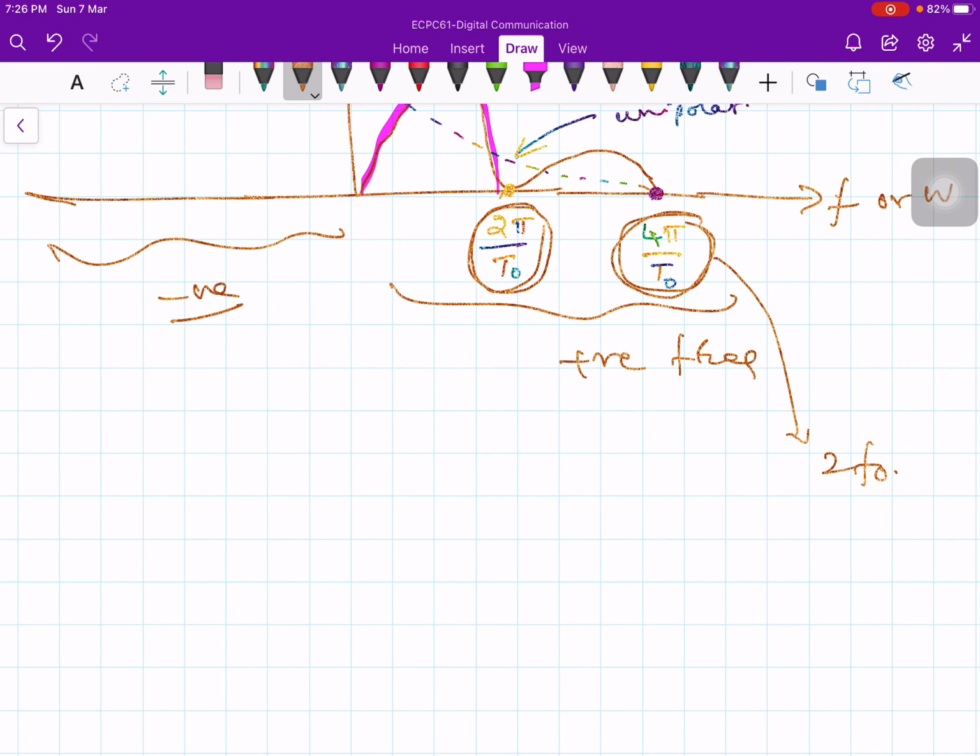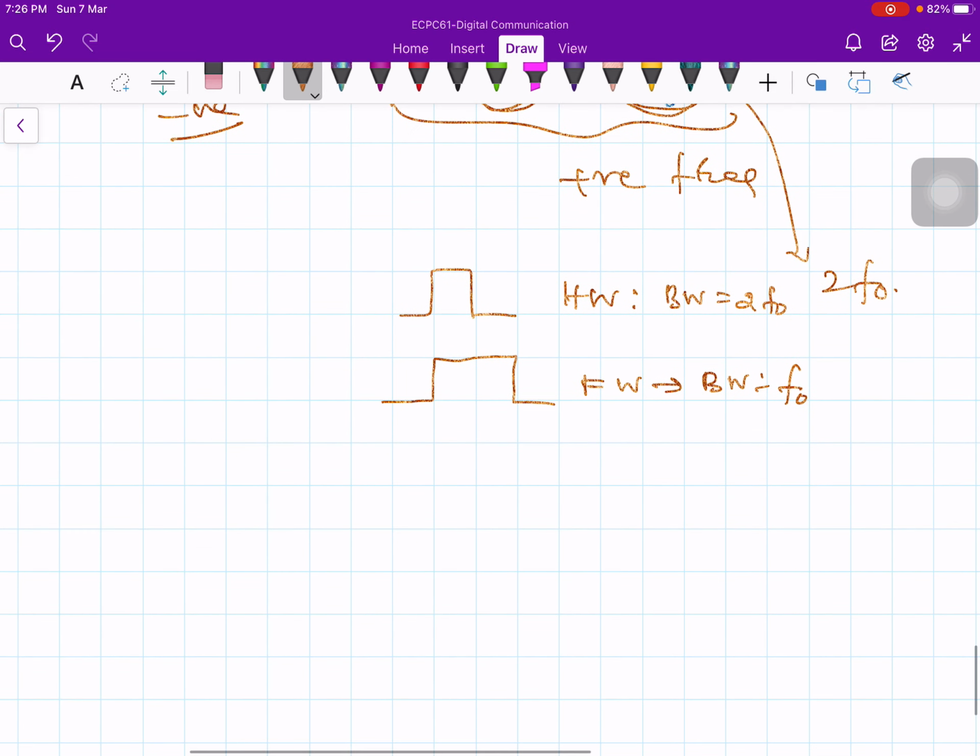Okay, I can reduce the bandwidth by a factor of half again by using, instead of half width pulse, this is my half width pulse, instead of that I can use a full width pulse. If I use full width pulse, then my bandwidth requirement will be f0. If I use half width pulse, the bandwidth requirement is going to be 2f0. So if you use a full width pulse, then again the bandwidth will be reduced by half. This is the maximum one can do, going from 2f0 to f0.